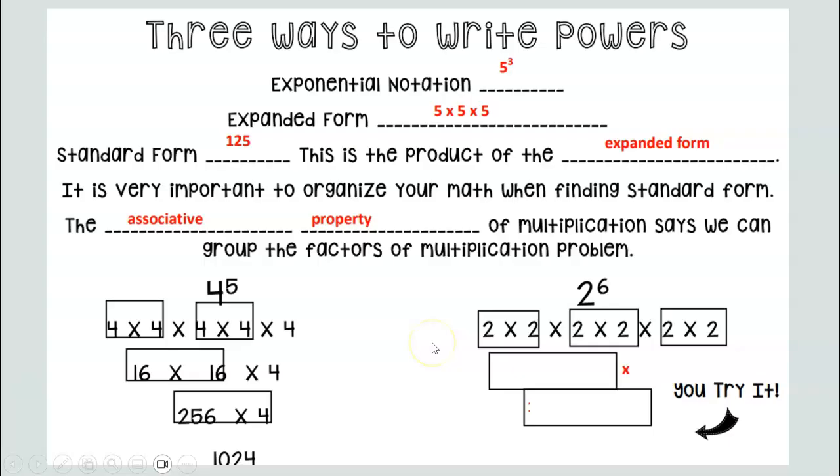So 2 to the 6th power is the number 2 written down 6 times. We can group that into 3 pairs. 2 times 2 is 4. 2 times 2 is the other 4. And then the last 2 times 2 is the third set of 4. So 4 times 4 gives you 16, and times the last 4, 16 times 4 is 64.